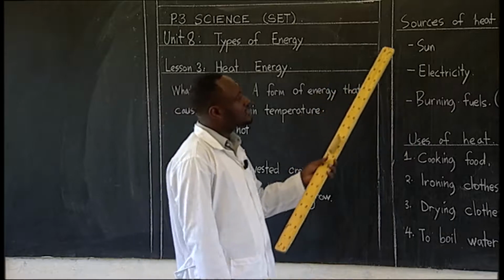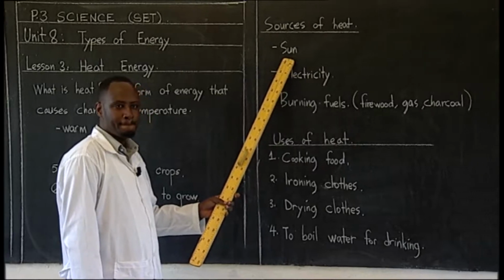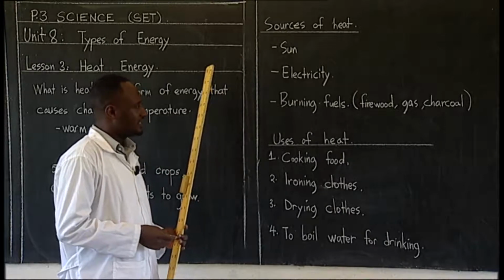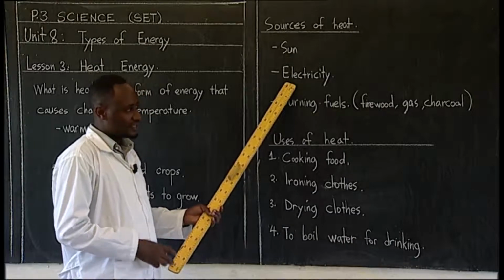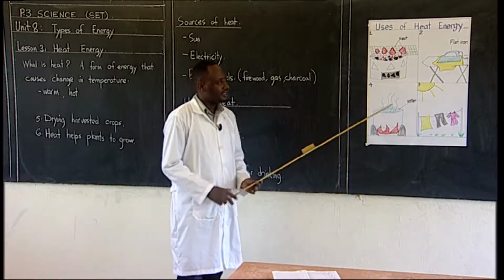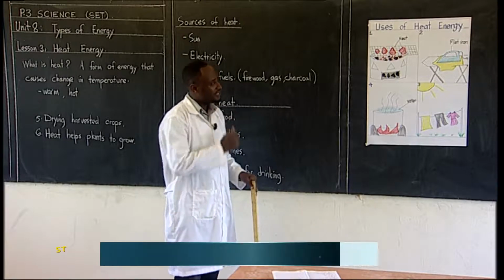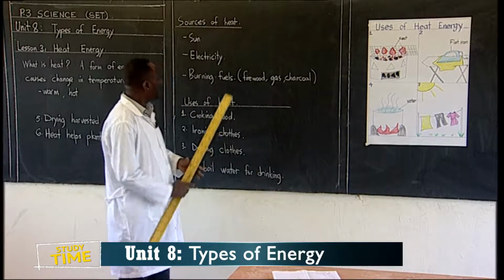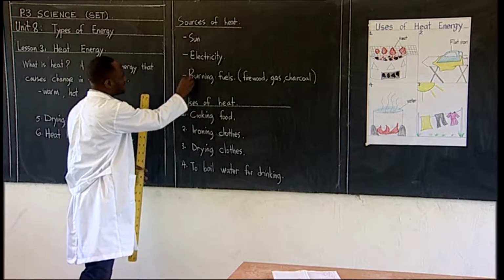Second, we talked about the sources of heat in the environment, whereby we have the sun. That's the main source of heat in the environment. Next, we have electricity. For example, from these pictures we have seen, this flat iron here is one of the objects that use electricity, though we have other flat irons that use charcoal. Okay? That is electricity.